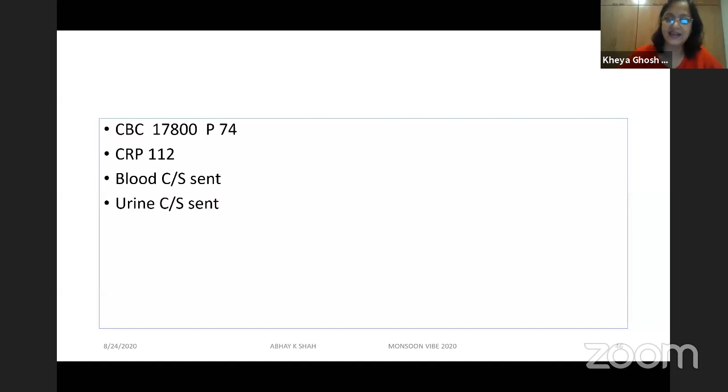The CRP is high. Actually, we should look for other things like ANC, absolute neutrophil count, which is more than 1,500. It is 74% of this 17,800. And we should look for other things like band cells, toxic granules. These are the counts we do in a neonate sepsis screen. These are the 5 parameters that we see.